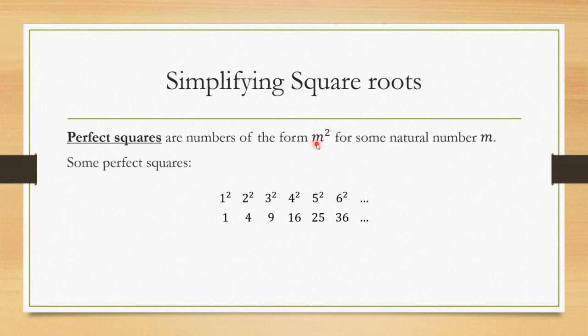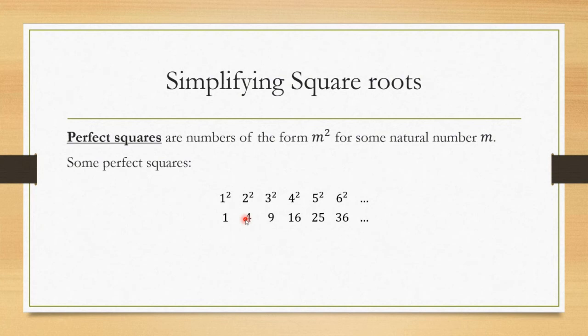So perfect squares are numbers of the form m squared, where m is a positive integer, such as 1 squared, which is 1, 2 squared, which is 4. So 1 and 4 are perfect squares. 3 squared, which is 9. That's a perfect square. 4 squared is 16, and so on. Notice 0 is not a perfect square, because again, 0 is not a natural number. So 0 squared is not in this list. Didn't make the list.